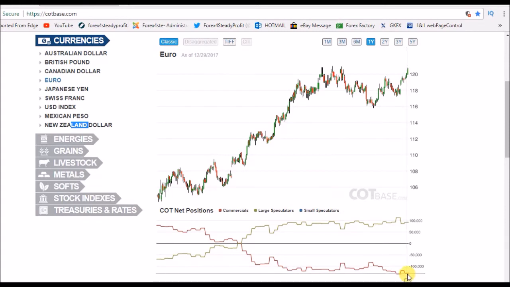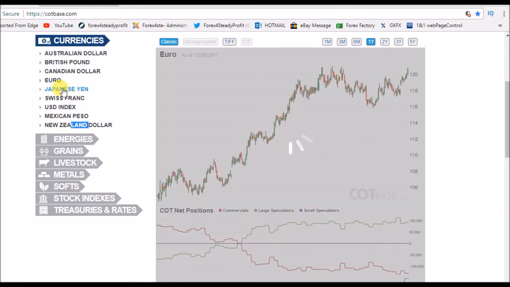The euro. We have taken, again, this is a very bearish position. We came off the highs the last couple of weeks, but the commercials have taken, again, a very bearish position. This is up to sort of recent highs from earlier this year. We will see how this goes, but I'm expecting quite a bit of downside for the euro.